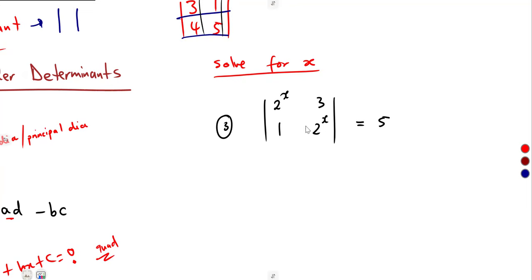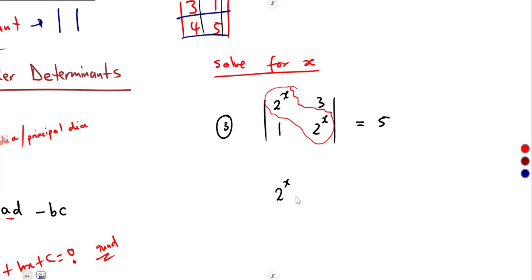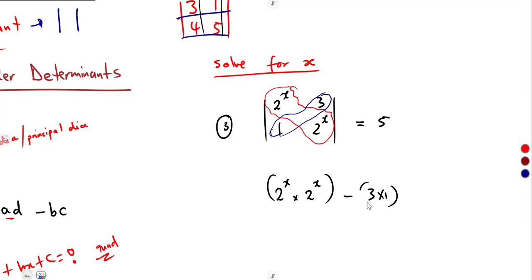All right. So in our case, this is what we had. Determinant of this is equal to what? 5. So like I said, the product of what is in the major diagonal first: 2 to the exponent of x times 2 to the exponent of x, minus the product of what is in the minor diagonal, 1 and 3 or 3 and 1, must be equal to what? 5. Already you're given the determinant.